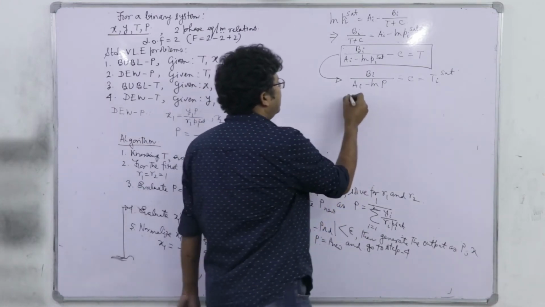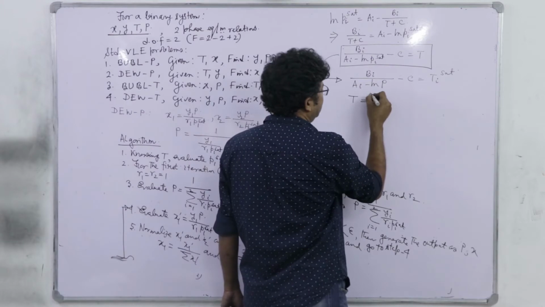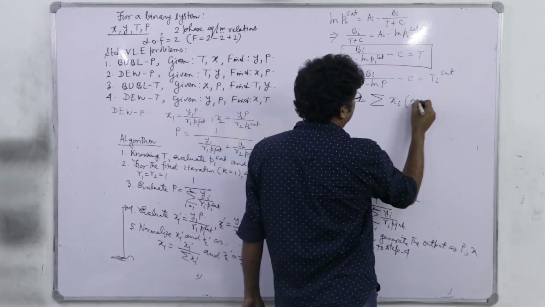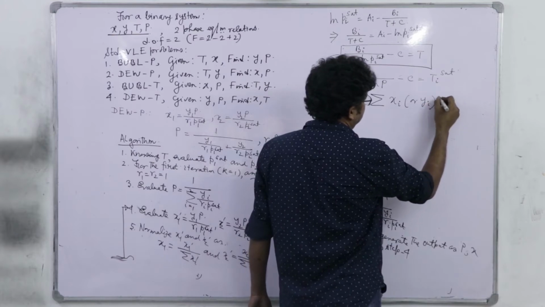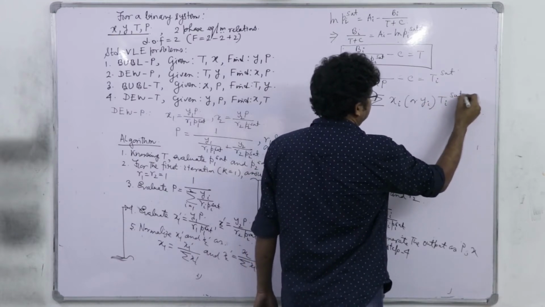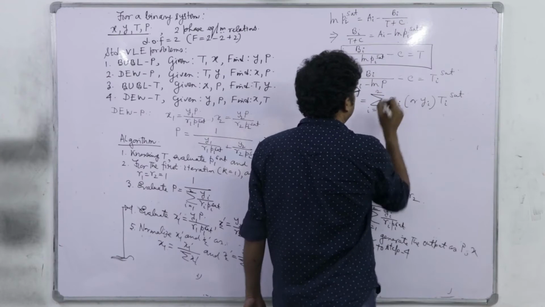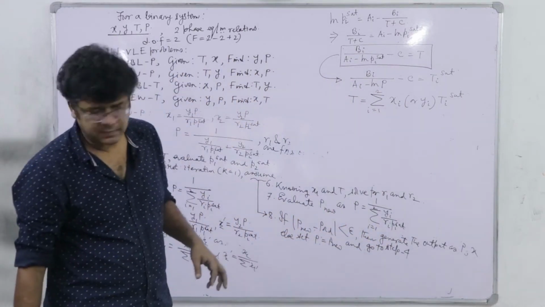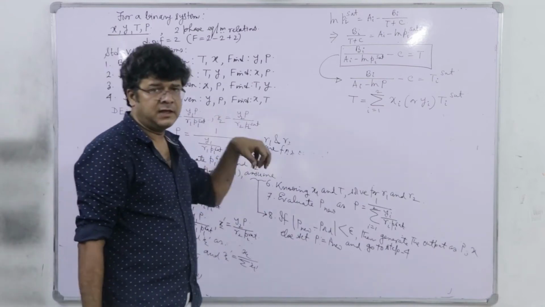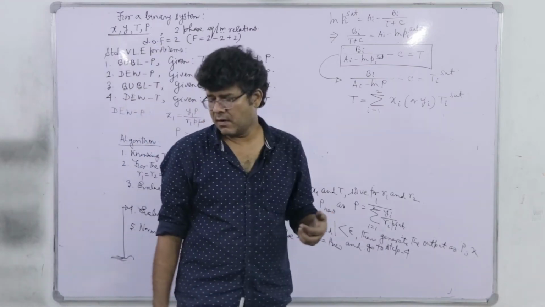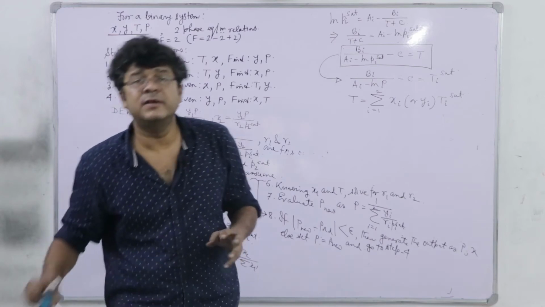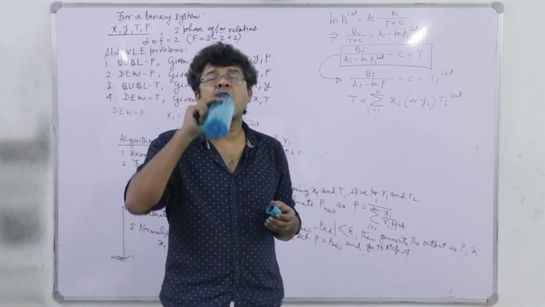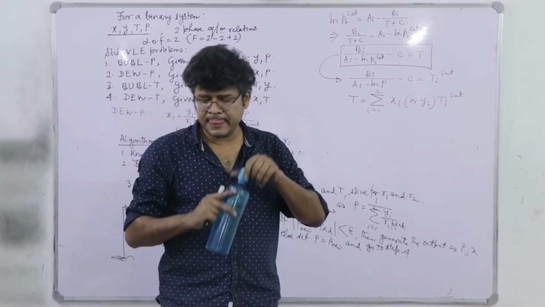And a tentative guess of the temperature will be the summation of Xi or Yi, whichever is available, times Ti sat, for i equal to 1 to 2. So, this will be my initial guess, and there will be another equation by which we have to regenerate the new temperature. How can we do that?